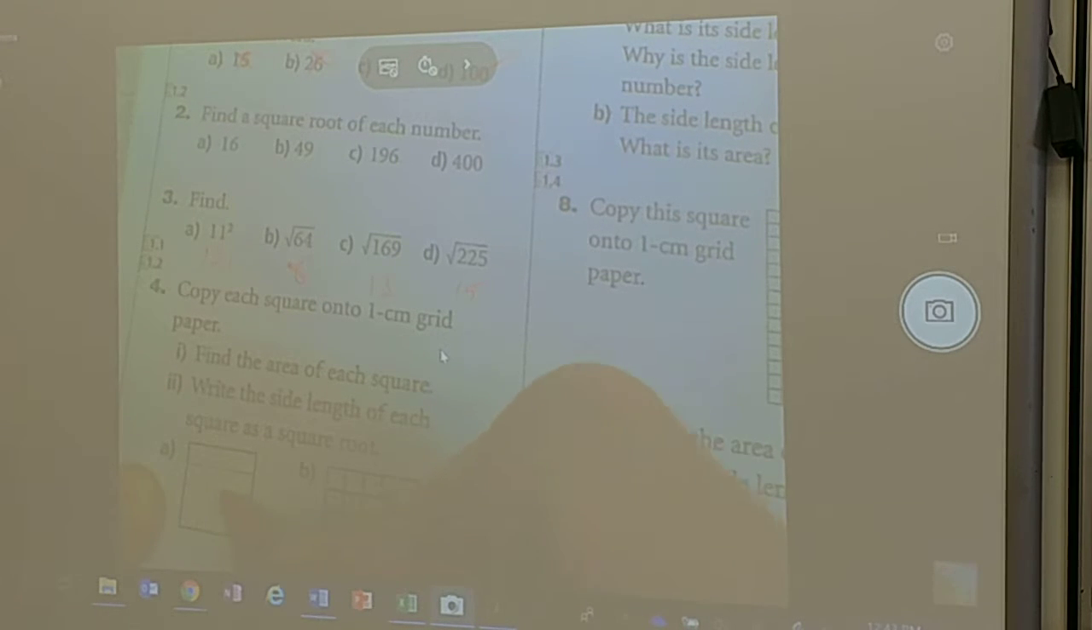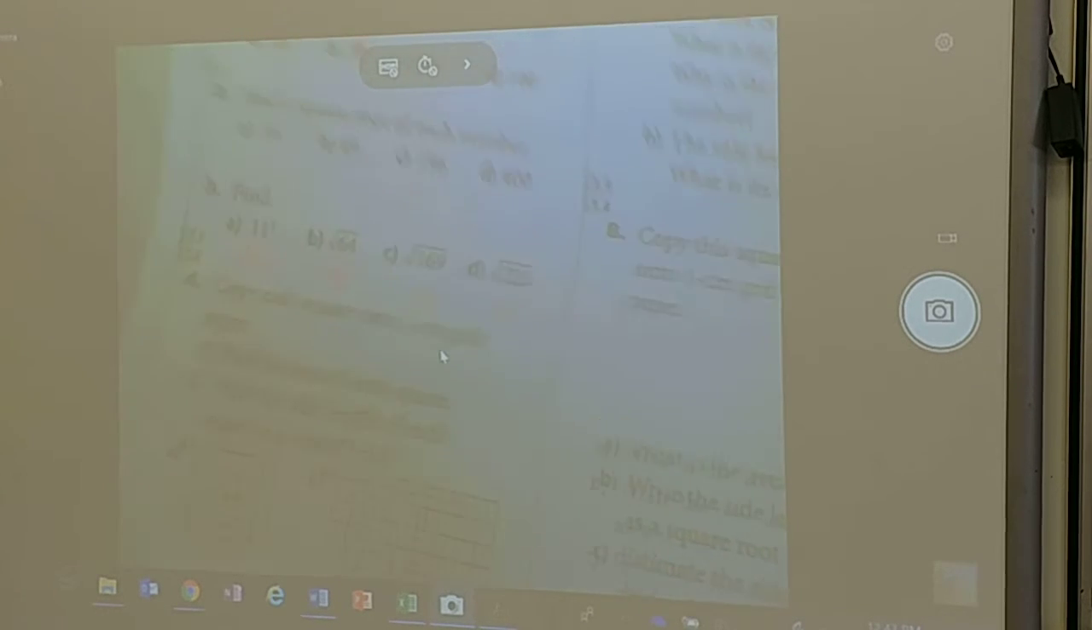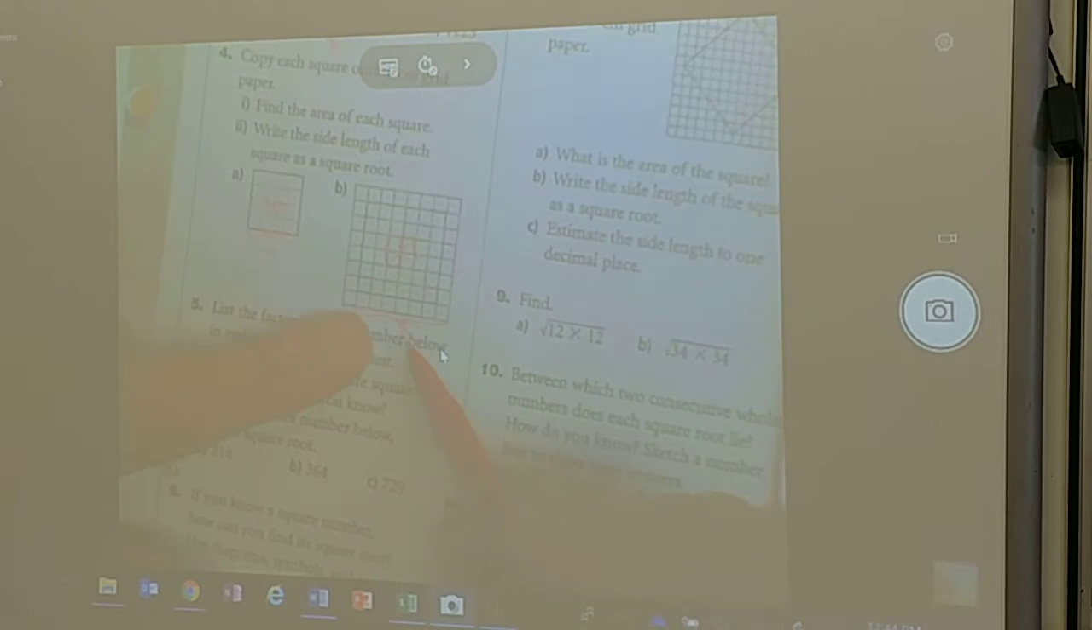Well, this is 16, so the side length, or the root, would be 4. This has 64 squares, and the side length would be 8. Oh, you can't quite see that. Side length would be 8. List the factors of each number before, from least to greatest. It says, which of the numbers are square numbers?